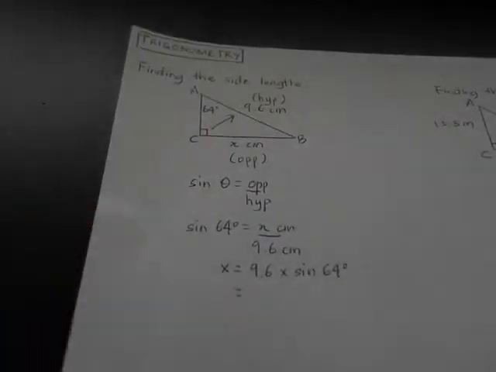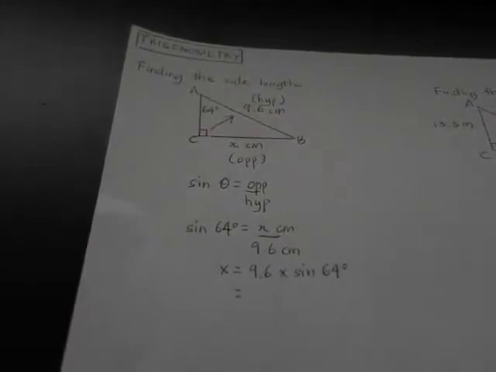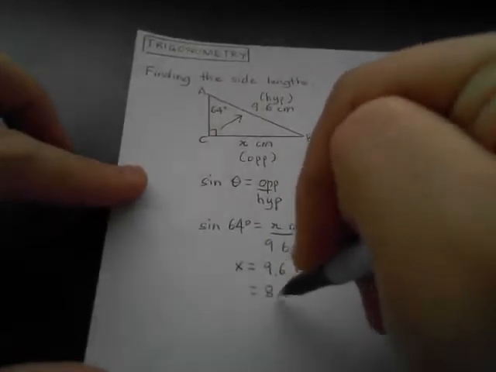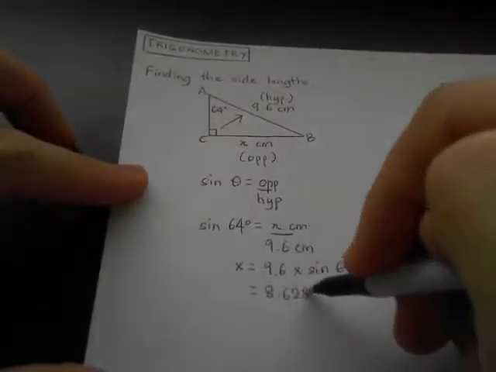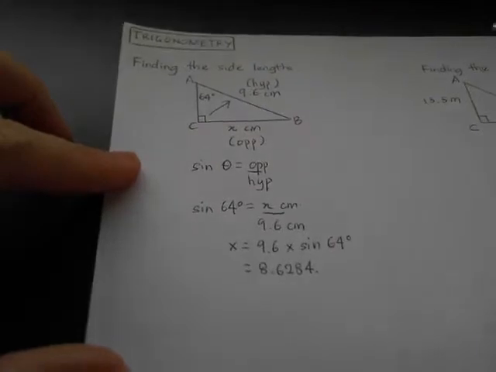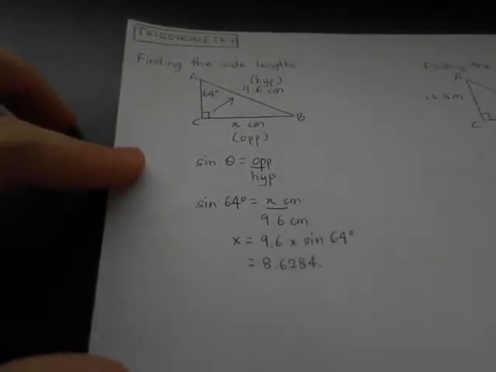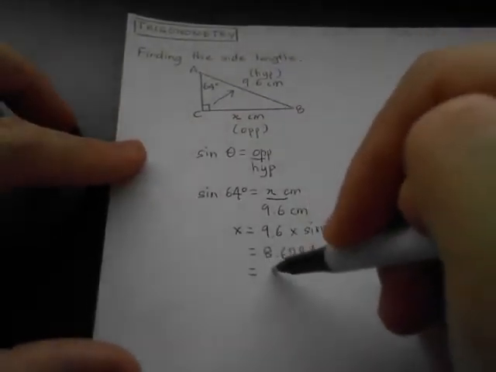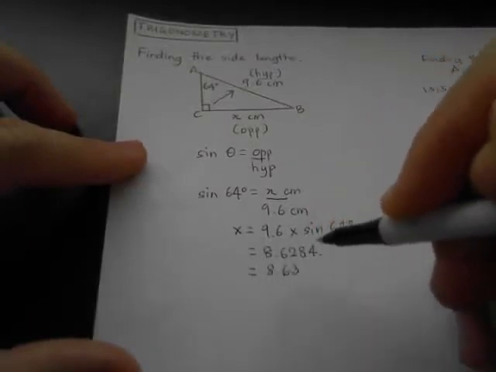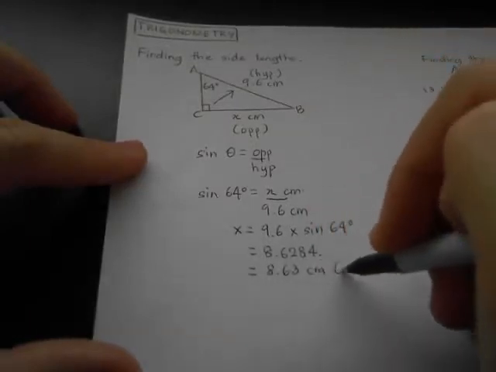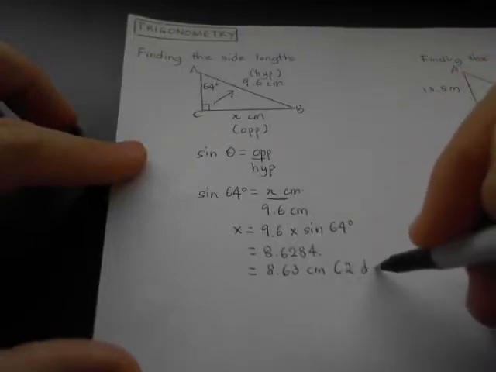So as a result, we will have 9.6, plug into your calculator, and you multiply it by sine of 64 degrees, and you will get 8.6284 and a few numbers at the back. So in this case here, if you want to write it in two decimal places, you may do so, 8.63, and do not forget the unit, which is centimeters, and put in brackets 2 decimal places.